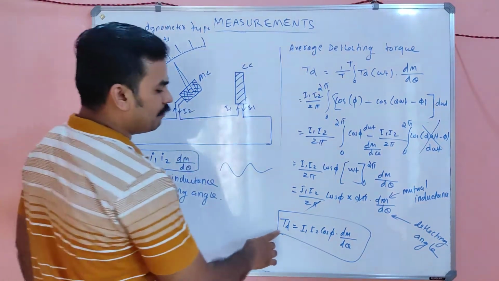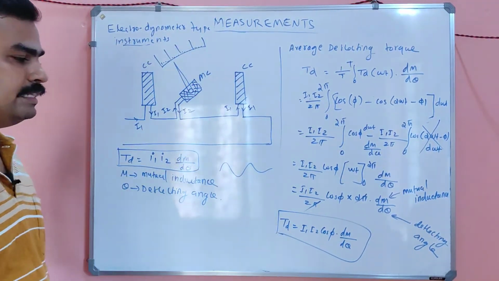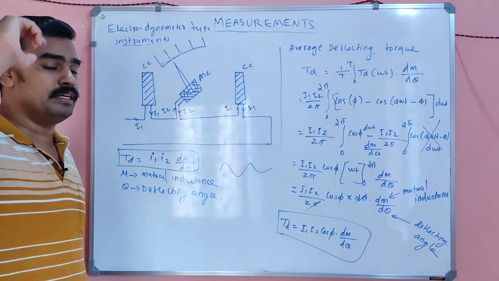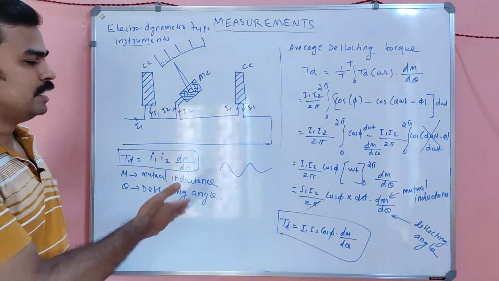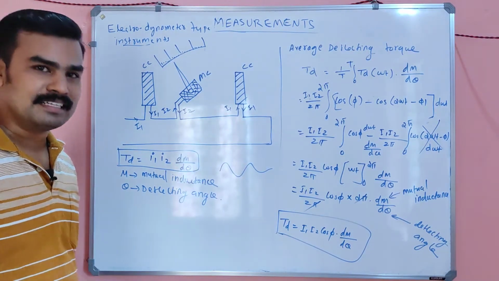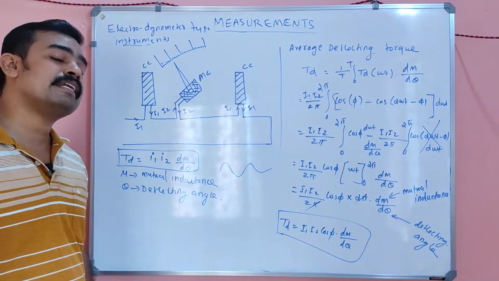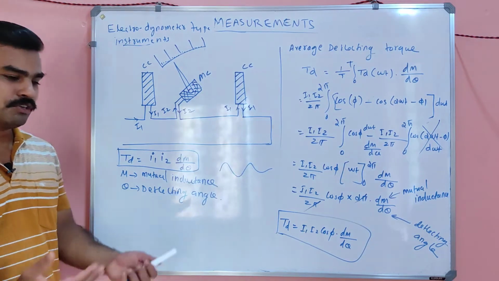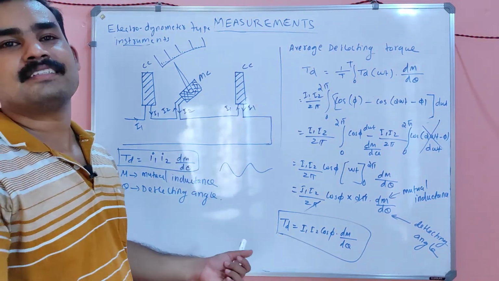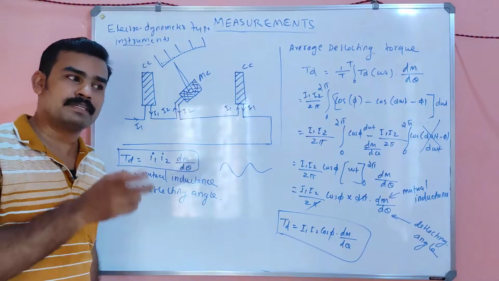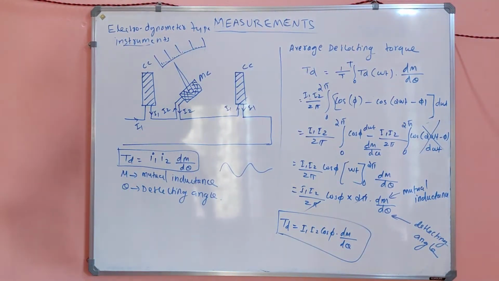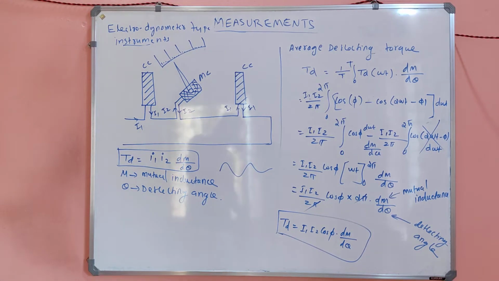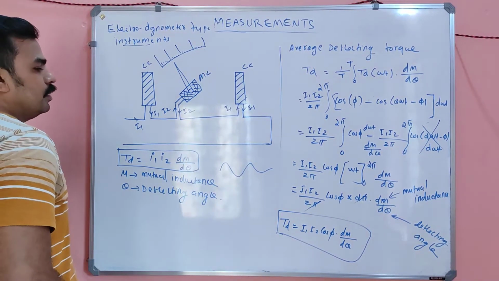You just remember the average torque is equal to I1 I2 cos phi into dm by d theta. In the case of DC, it is simply I1 into I2 into dm by d theta, or I square into dm by d theta. Now, I1 into I2 into cos phi into dm by d theta. So why did I take I1 and I2 separately? Did you get the idea? In order to represent the two currents having some phase angle. For representing that, I took I1 and I2 separately. Otherwise, I could simply take I. So that is the reason. Did you get it, my dear?